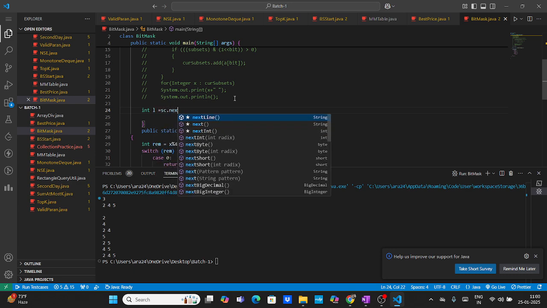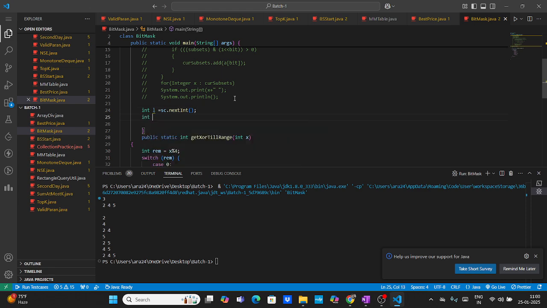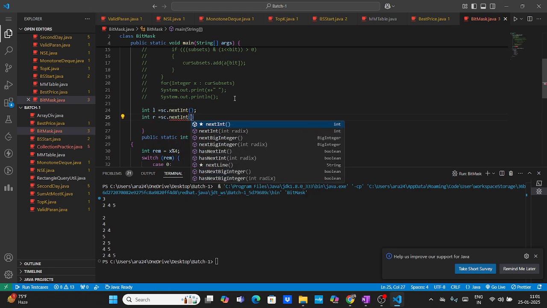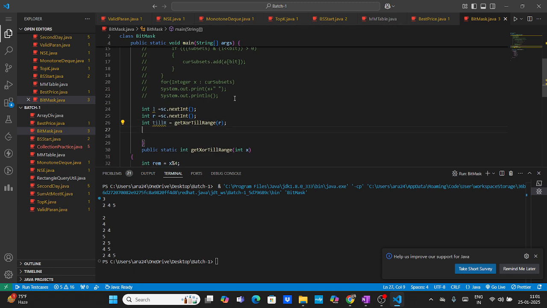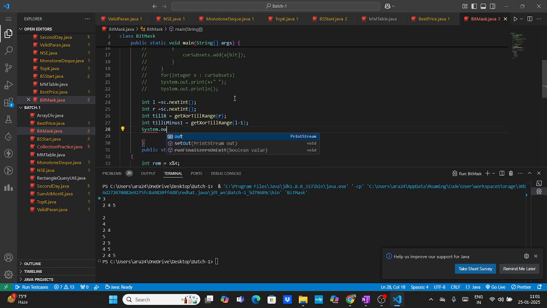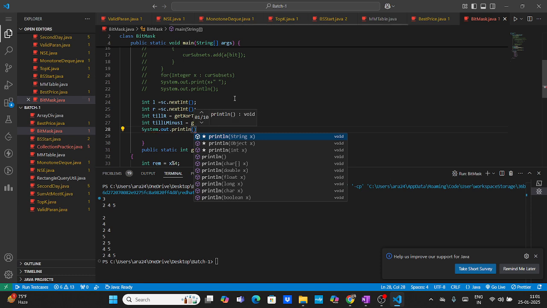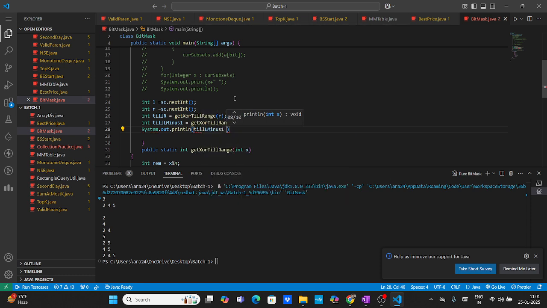So I will take two numbers. Int tillR is getXOR. Can I do this from 1 to R? Int tillL is getXOR till L minus 1. Can I do this? Then my final return is tillR XOR tillL minus 1.